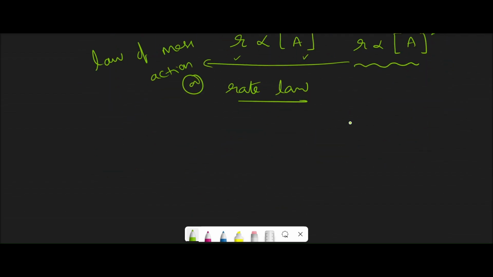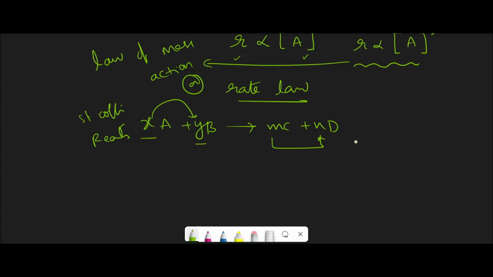Generally for any reaction, suppose I take xA plus yB gives rise to mC plus nD, as I already explained in the last class, where x and y are the stoichiometric coefficients of reactants and m and n are the stoichiometric coefficients of products. Here A and B are reactants, C and D are products.